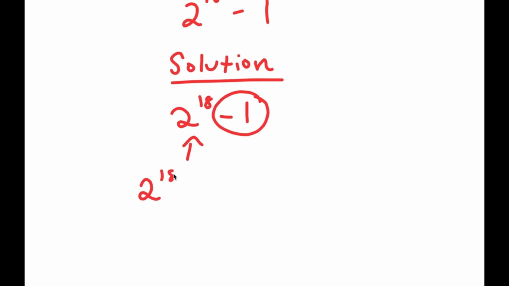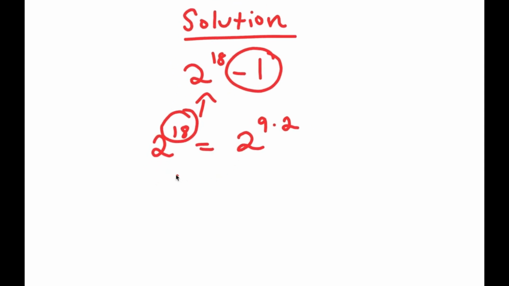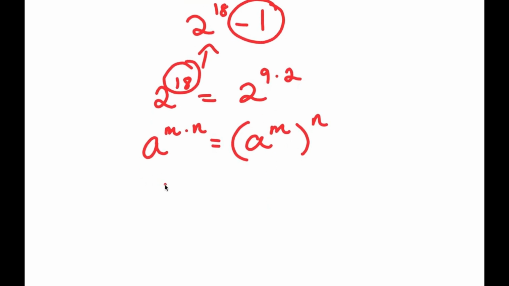So 2 to the power of 18, this is the same thing as 2 to the power of 9 times 2. So I just wrote 18 as 9 times 2. And now an important property of exponents is that if I have something in the form a to the power of m times n, this is equal to a to the power of m to the power of n. So in this case, I have 2 to the power of 9 times 2, and I can rewrite that as 2 to the power of 9 to the power of 2.